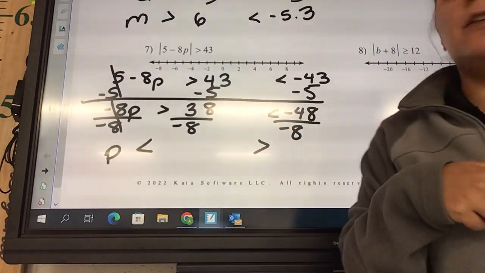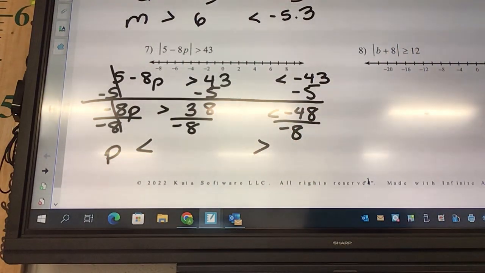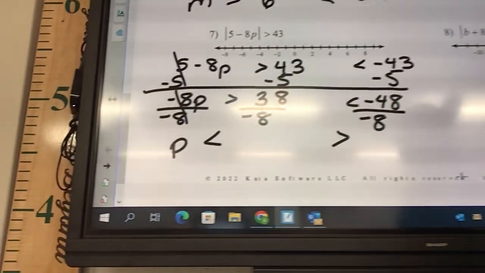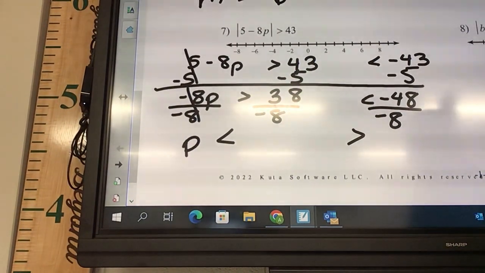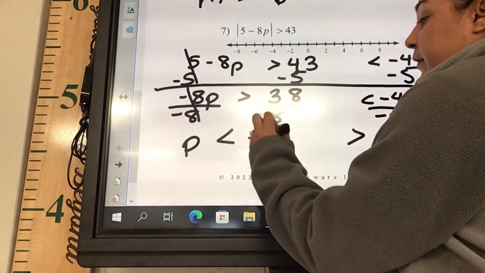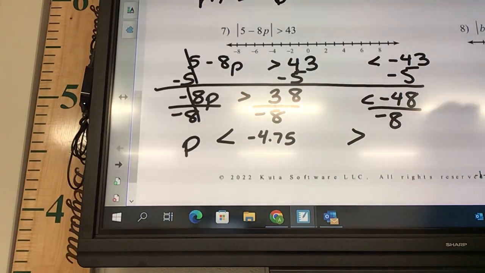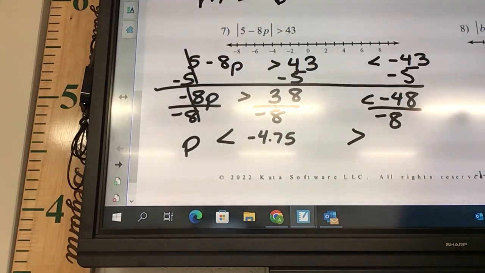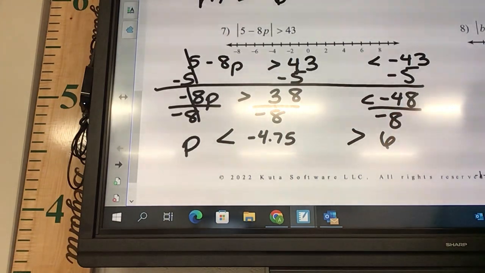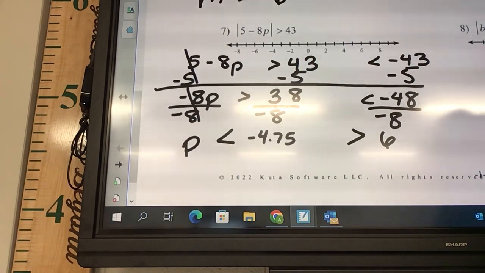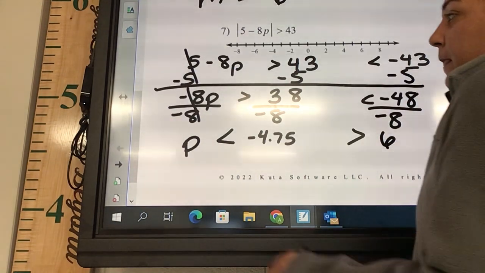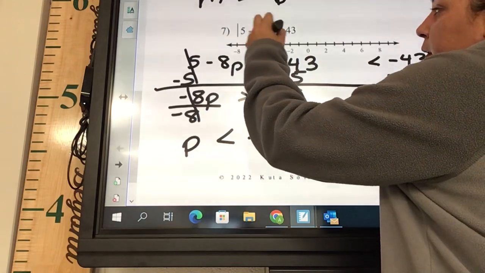Okay, what is 38 divided by negative 8? Negative 4.75. Somebody agree with that? Okay, what about the other one? Negative 48 divided by negative 8. 6. Okay, on the negative 4.75, open or closed? Open.